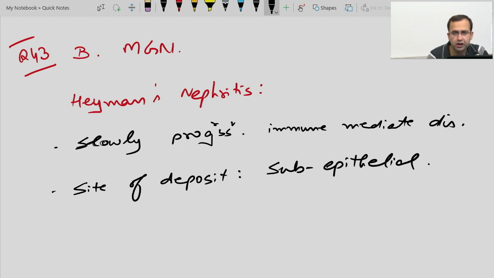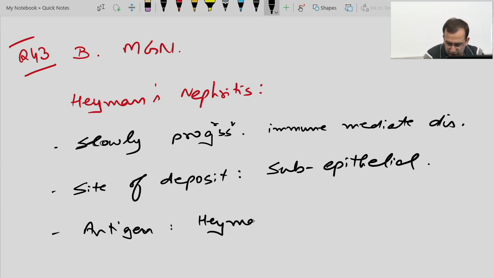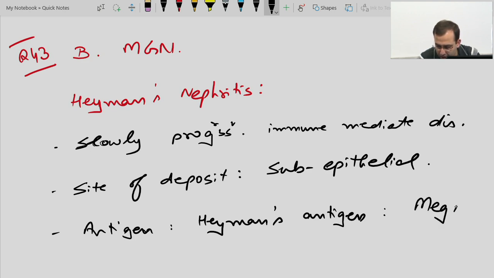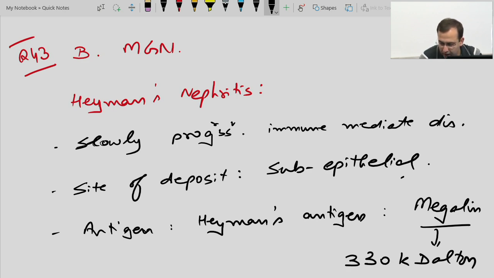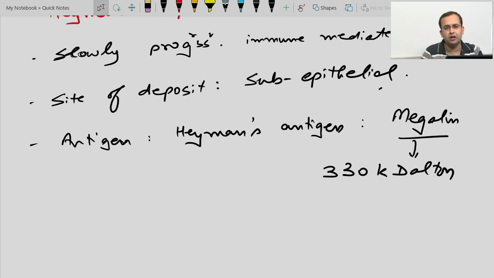Next point, immune mediated antigen antibody complex. So what is the antigen? The antigen in Heymann's nephritis is Heymann's antigen, called as megalin, which is a 330 kilodalton protein.